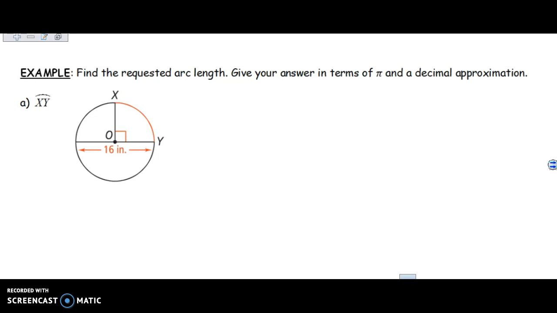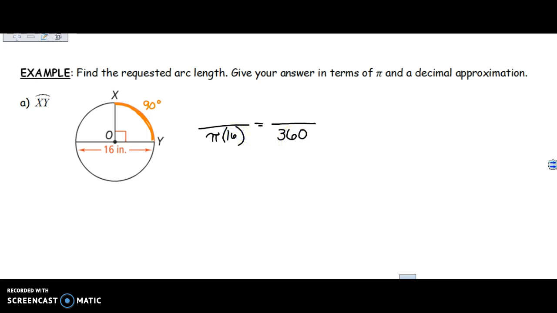It says find the requested arc length. Give your answer in terms of pi and the decimal approximation. This one's asking us to find the arc XY. We know that the diameter is 16 and the angle measure that we're trying to find is 90. I'm going to set this one up using the proportion. So 360 degrees would be the whole circle, and the circumference would be pi times the diameter of 16.